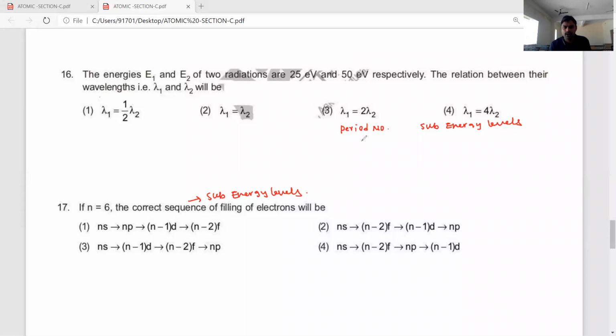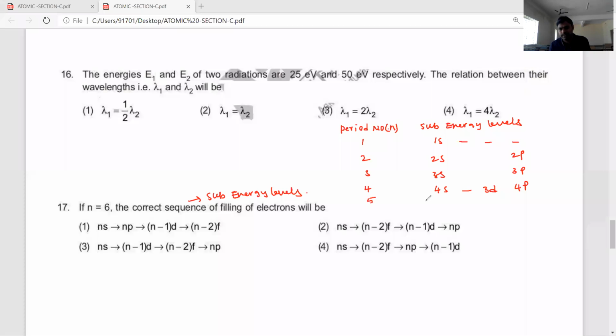See, the period number is 1. It contains only the 1s subcell. Period number is 2. It contains 2s and 2p subcells. Period number is 3. 3s and 3p subcells are present. And period number is 4, means n is equal to 4. They contain 4s, 3d, 4p subcells.